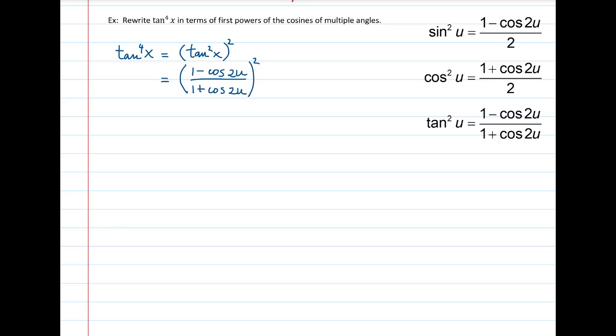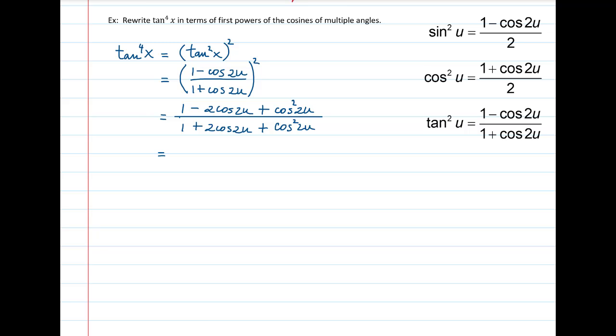There was a little typo here with the letters, guys. I transitioned from x to u. Our identities use the letter u, and the problem here is giving you an x, but it's the same thing. It's just a little typo on the variable that we're using. Now we're taking this whole quotient here, and we're going to square it. We can just square the numerator and square the denominator. So I'm going to go ahead and expand that. And there we have it, the expanded version of it.